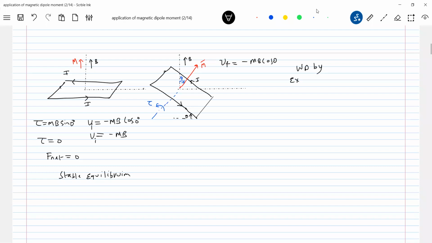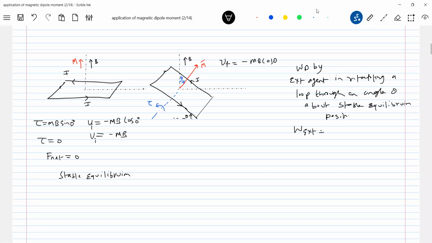So what is the work done by an external agent in rotating a loop through an angle theta about the stable equilibrium position? Directly, it is UF minus UI, that is delta U. What is UI? Minus MB. And UF is minus MB cos theta.